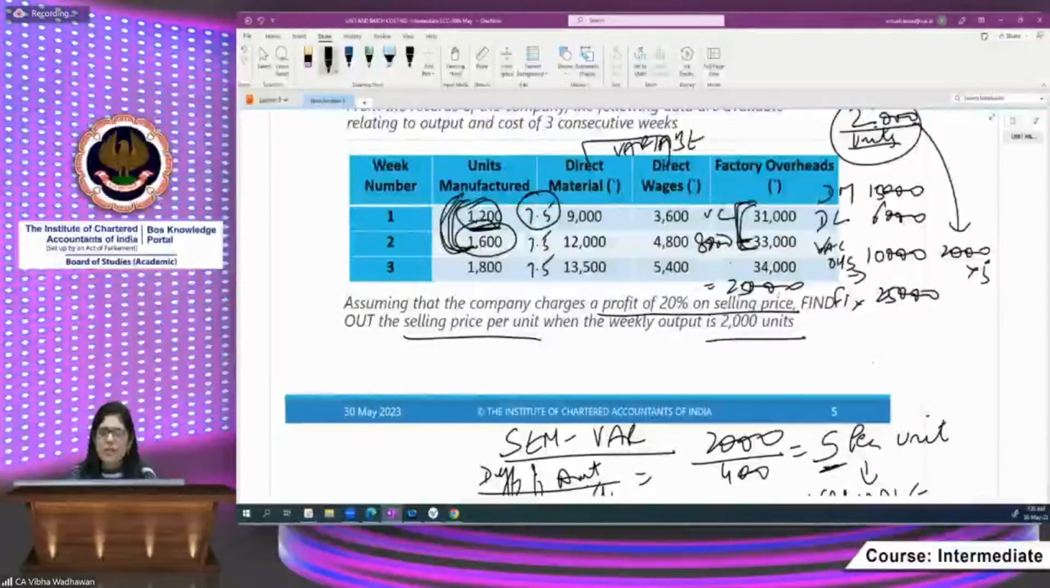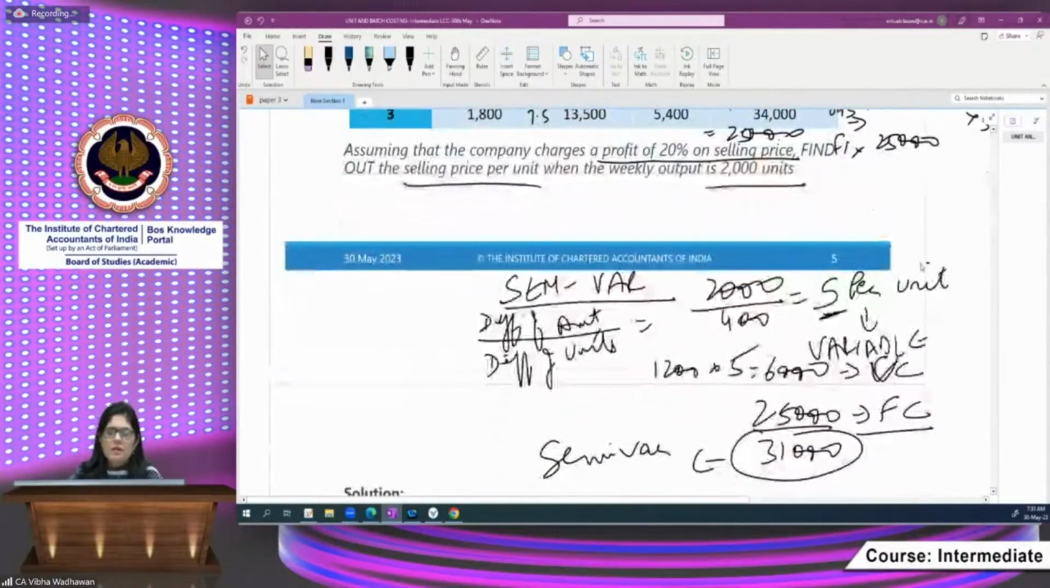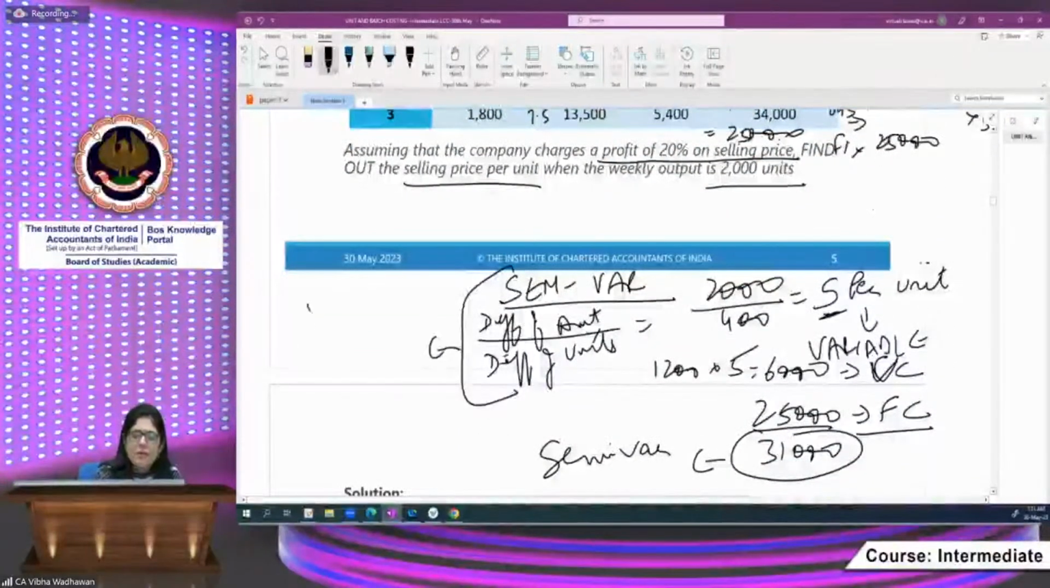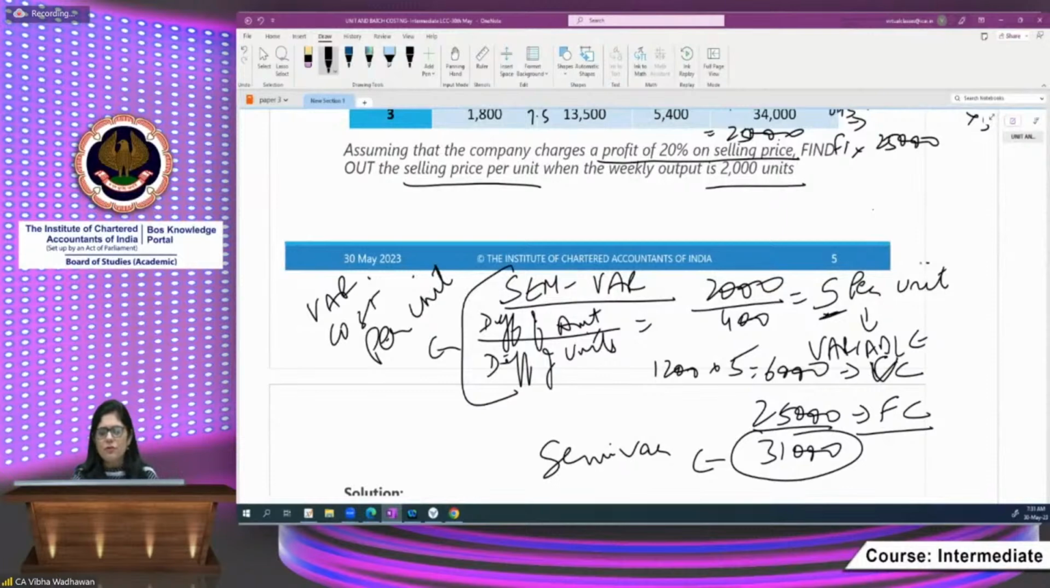You check in all the three alternatives, it will come to be 25,000. All right. So this is the total cost we have calculated. Yes, 5 variable cost and fixed cost will be the balance here. So students, this exercise is to calculate variable cost per unit. Variable cost per unit. So through this, difference of amount divided by difference of quantity will give you variable cost per unit.